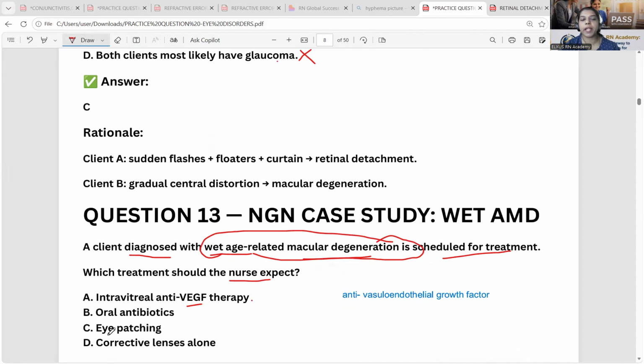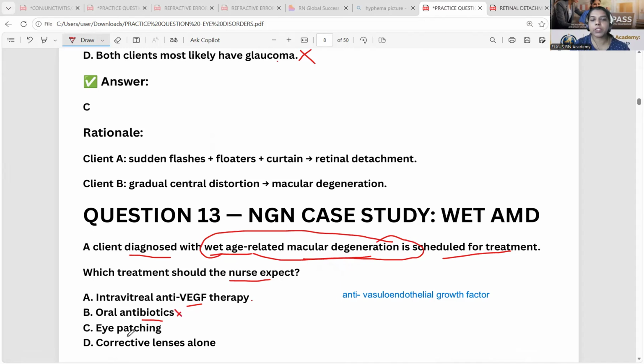Oral antibiotic, eye patching, corrective lenses alone. Oral antibiotic: it is not an infection. It is an abnormal formation of new blood vessels in the macular region because of age-related change, and it can lead to distorted vision or atrophic changes in the macular region. So there is no need for an oral antibiotic, and we can eliminate option B.